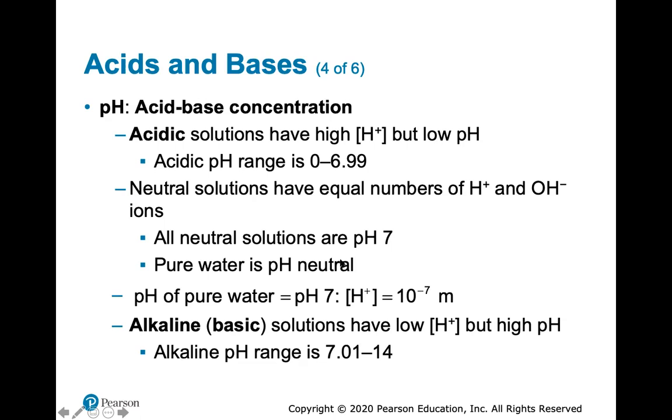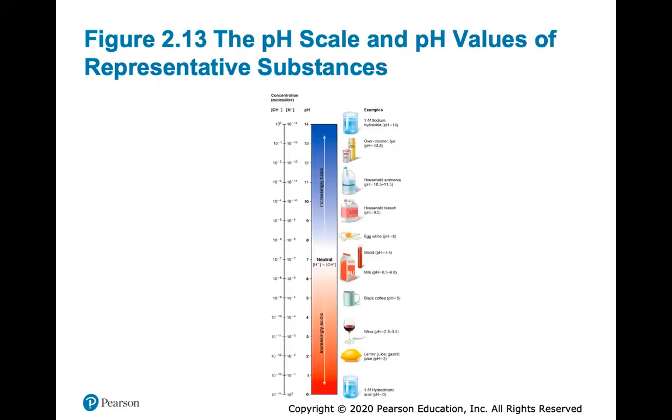Sometimes that becomes a marketing ploy where people will market their bottles of water as neutral pH to try to make you want to drink it. And it probably is better to drink completely neutral water, so you could spend extra money and buy that water. The pH of pure water, again, is 7. Then an alkaline or basic solution has low hydrogen concentrations, but a high pH. So an alkaline or basic pH range would be anything over 7.01 all the way up to 14.